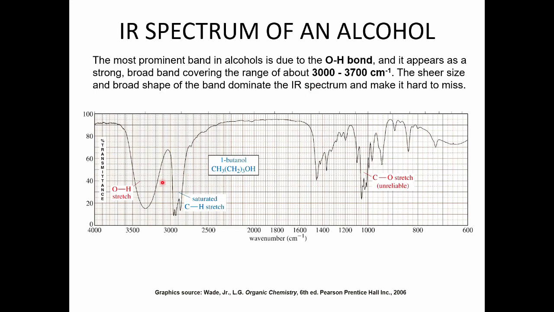Alcohol, look for the big hump. That's really it. Alcohol is the only one that has this giant broad peak from 3000 to 3700. If you have an alcohol, you should see this peak. It's always going to take up a big chunk of the space, and it's always going to be big and broad.